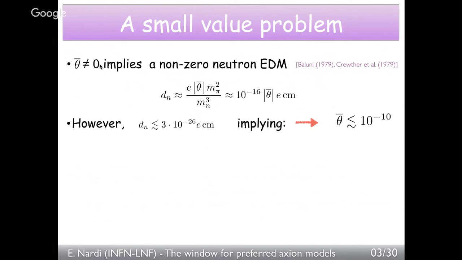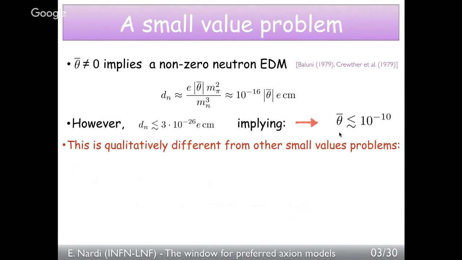Now, theta different from zero implies, among other things, a non-zero neutron electric dipole moment. How big should this quantity be? It's basically the size of the neutron, so something of the order of one Fermi, times a loop factor, times the value of theta. So it's very simple. At least on the basis of dimensional analysis, you expect this value multiplied by theta bar. You have this limit, so 10 orders of magnitude lower than what you would expect, which forces you to set this limit. Or there should be an absolute value, of course.